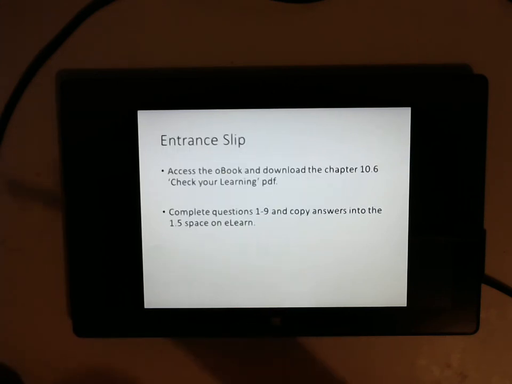Now, for your entrance to class, please complete questions 1 to 9 in the Chapter 10.6 Check Your Learning PDF. Copy your answers into the 1.5 space on eLearn, and you may like to pre-read Chapter 10.7 as we'll do that in class in a coming lesson, and we'll expand on applying these equations to common 1D scenarios. So it's well worth having a look at.